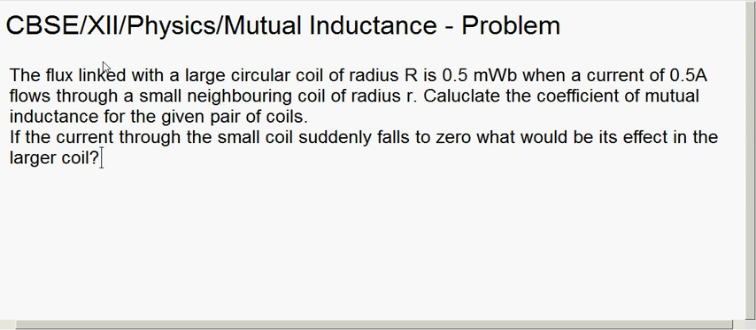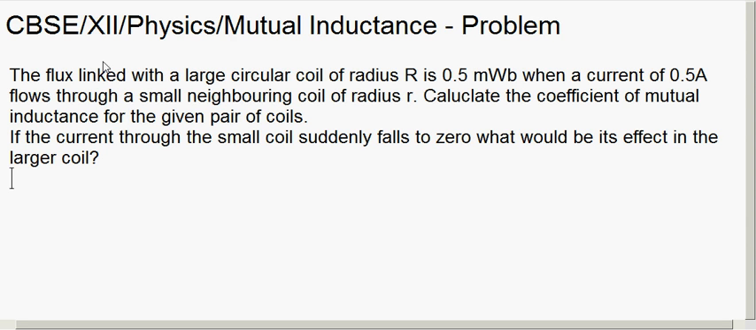Okay, so let me read this. The flux linked with a larger coil of radius r is 0.5 milliweber when a current of 0.5 ampere flows through a small neighboring coil of radius r. Calculate the coefficient of mutual inductance for the given pair of coils. If the current through the small coil suddenly falls to zero, what would be its effect in the larger coil?